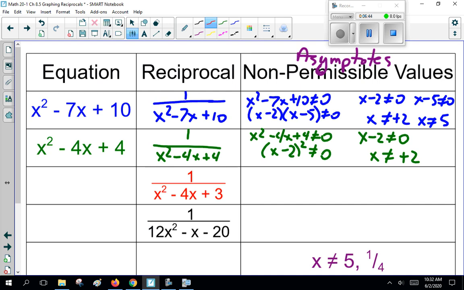The next one, the reciprocal, is 1 over x squared minus 4x plus 3. So the original is x squared minus 4x plus 3. And my denominator, x squared minus 4x plus 3, cannot equal 0. That is x minus 3 times x minus 1.